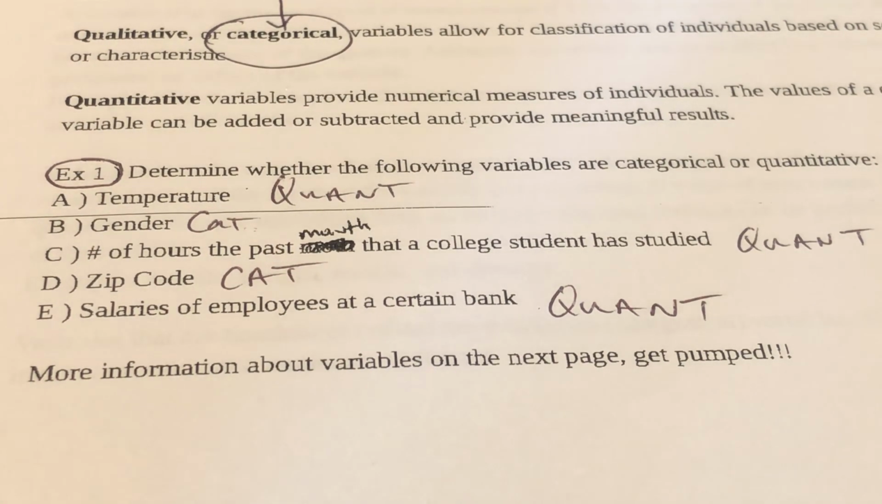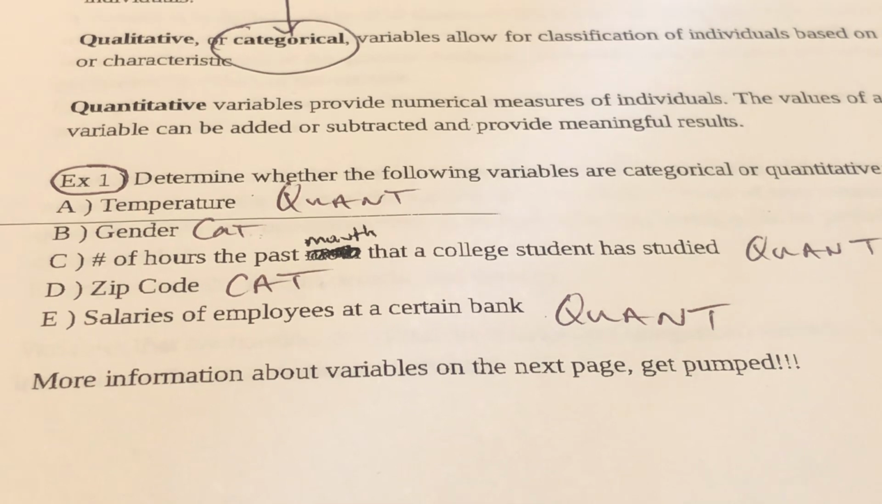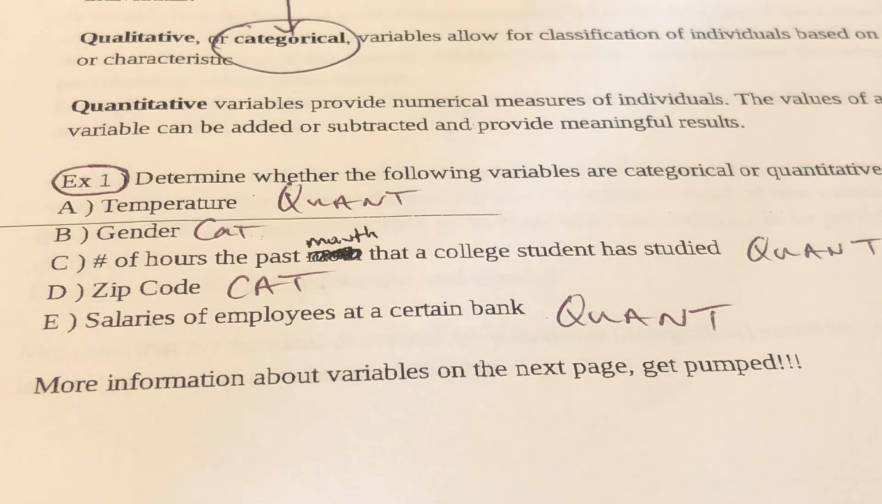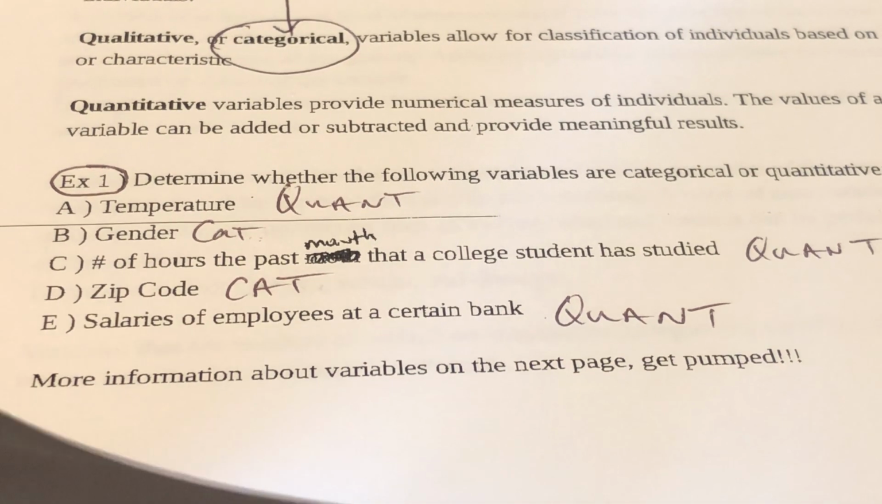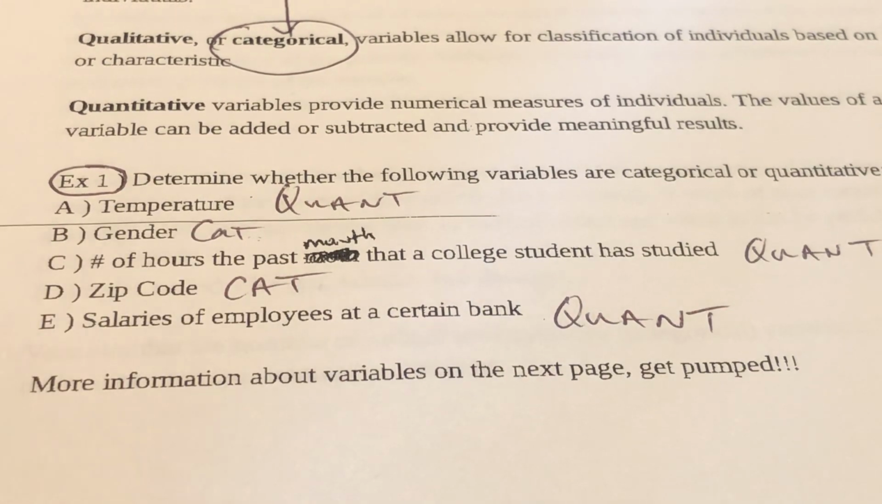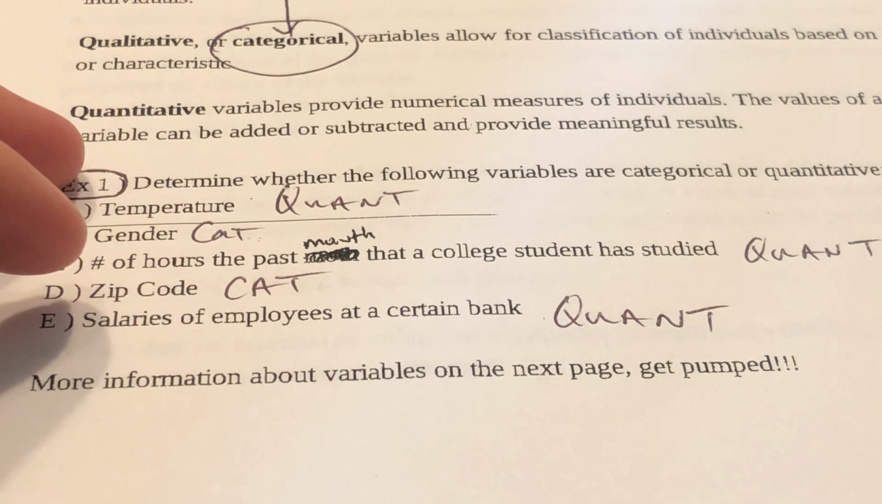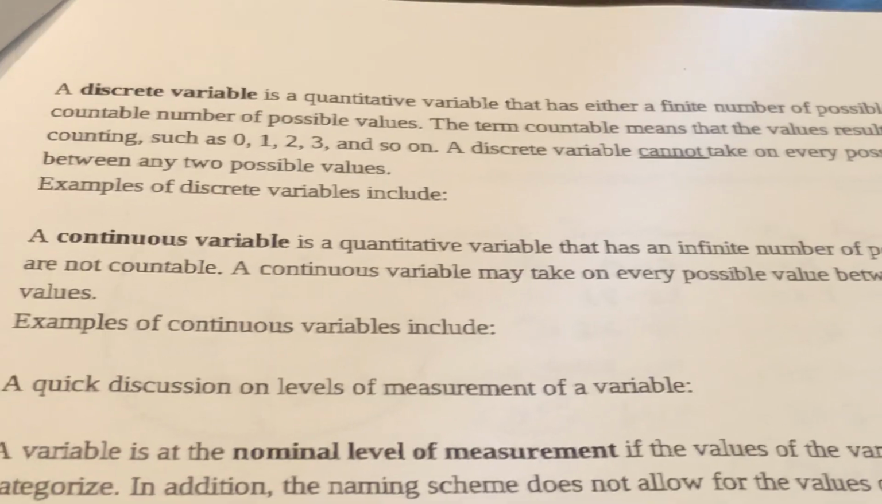All right. And then salaries of employees at a certain bank. Again, I can find quartile 1, quartile 3, the median, the mean. We'll talk about those in a second. All right, more info on variables on the next page, guys. Get excited. Stats gets a lot more interesting after the first few days, but we just got to clear up some definitions first.